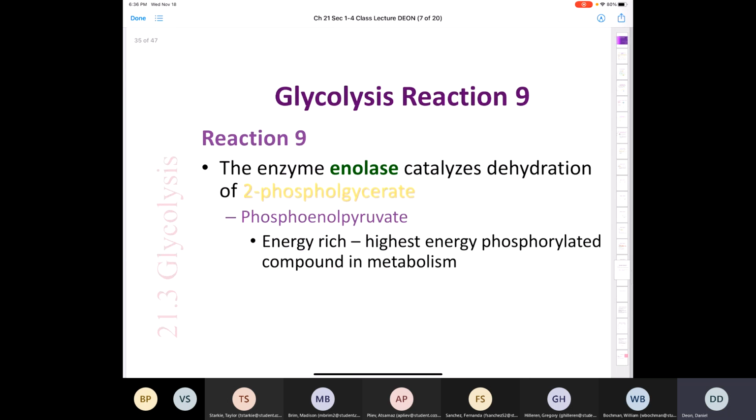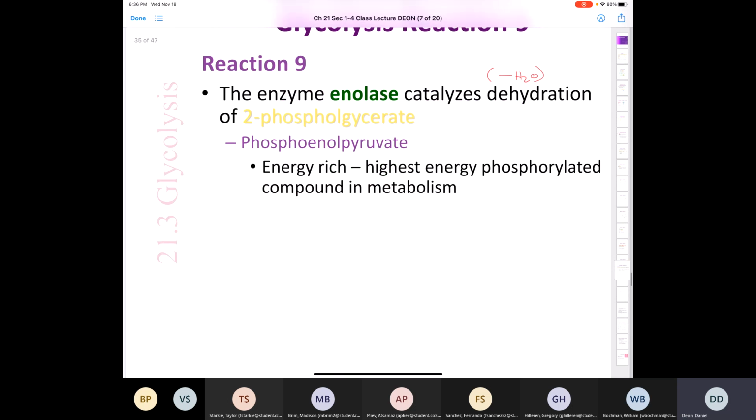The enzyme enolase is then going to catalyze the dehydration, which is the loss of water, of our substrate, 2-phosphoglycerate. We end up with this new intermediate, phosphoenolpyruvate, which is one of the coolest intermediates in the whole process because it's the highest energy phosphorylated compound in metabolism. Let me show you what it looks like here.